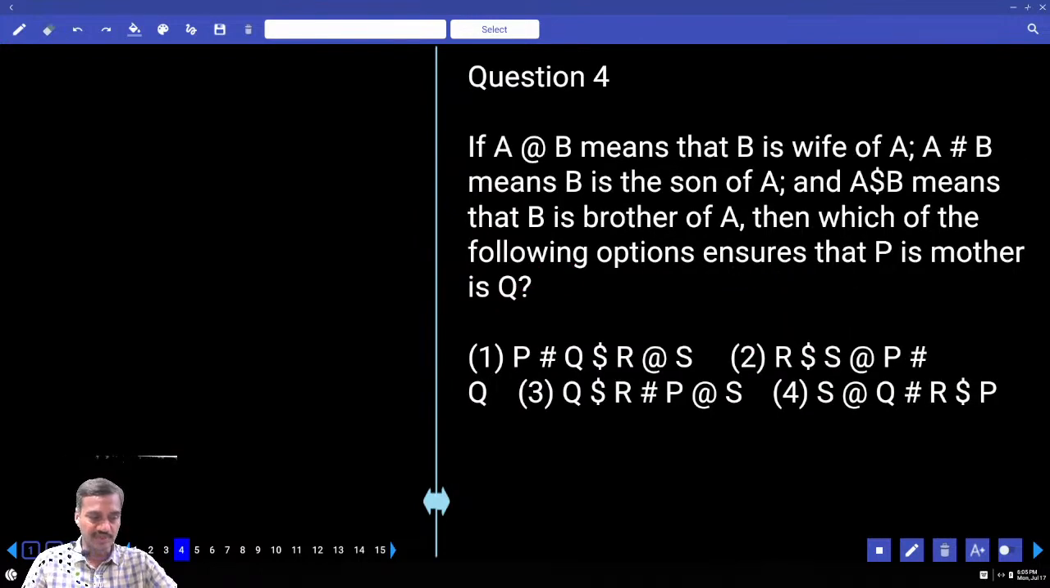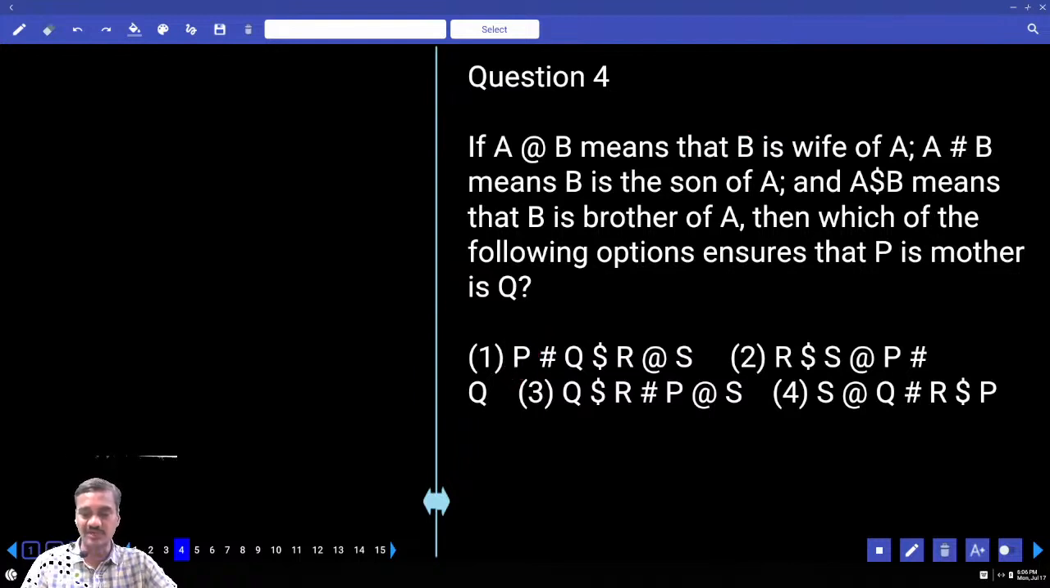Then fourth one, A at the rate of B, and which of the following options ensure P is the mother of Q? In all the cases he is discussing in the reverse order. Now B is the wife of A, B is the son of A, B is the brother of A. Finally we need to have P is the mother. As P is the mother here, now Q's gender is known. Hash stands for Q is the son of P. But the gender of P is not known. Clear? Maybe male or a female. And choice 1 is ruled out.